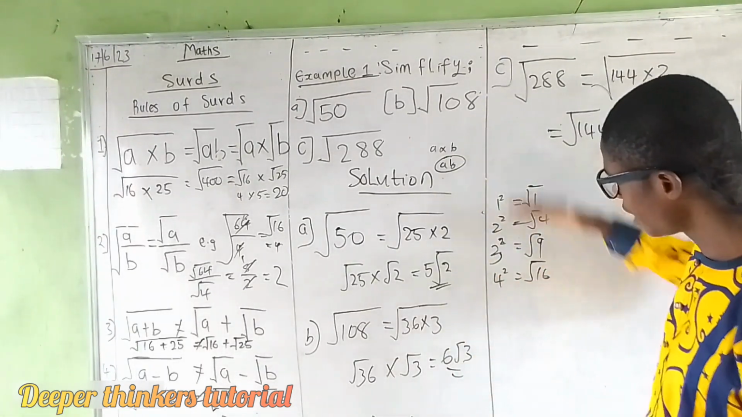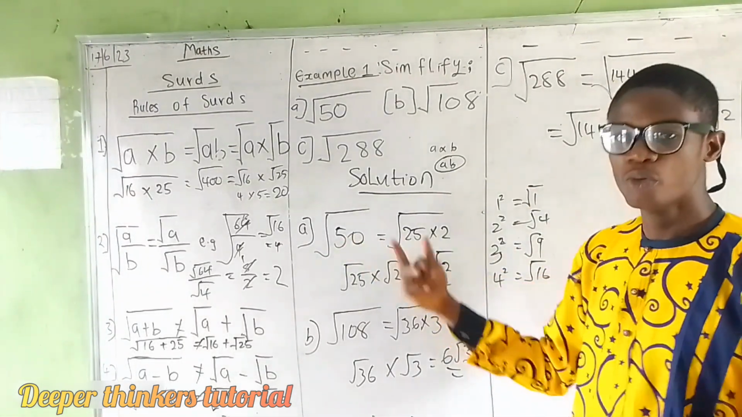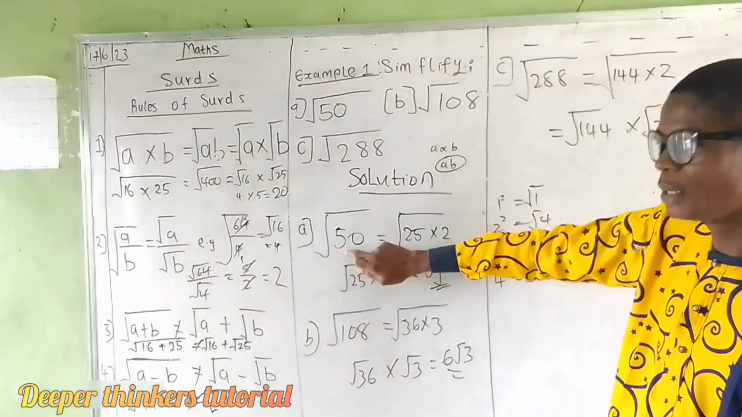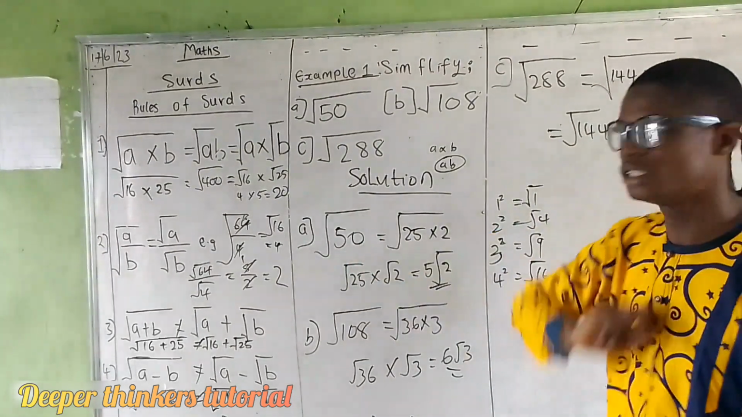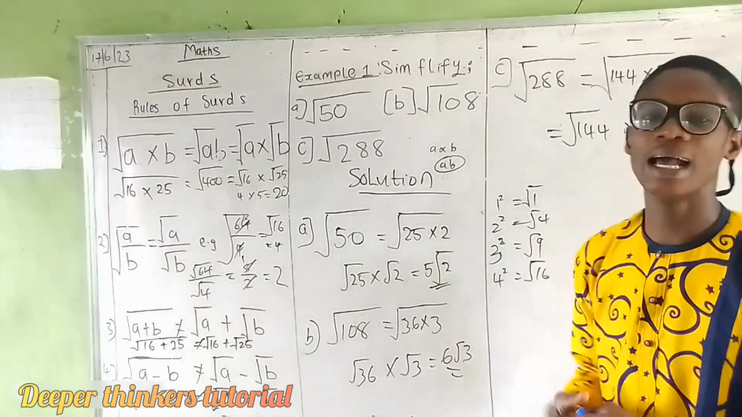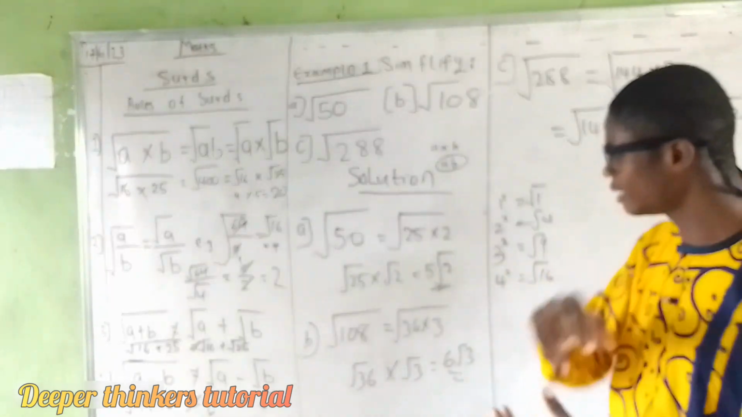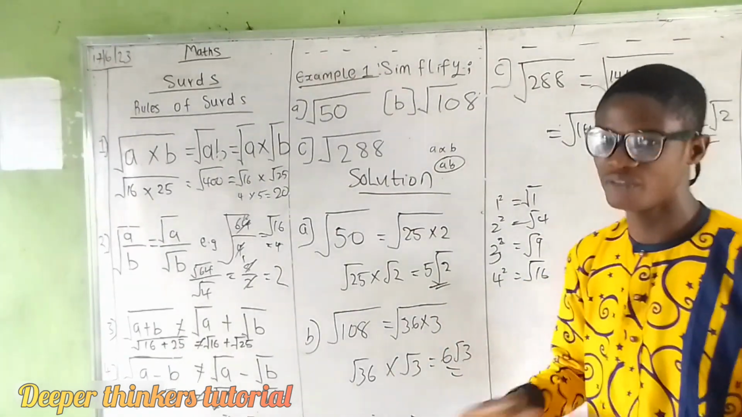So when you memorize all these things, when you now find a value, you now find the perfect square that can be a multiple of this one, or a factor of this one. When you express it, you bring out that one, then you find your final answer. That's for simplification. It's very easy.